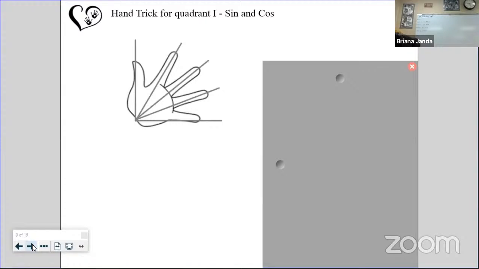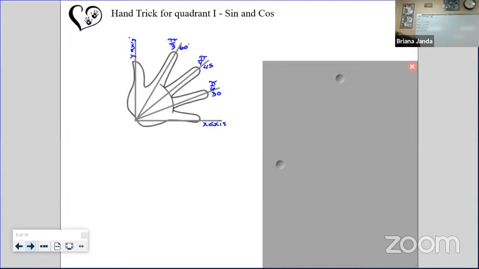So here's my hand, this is my x-axis, this is my y-axis, and my fingers go just like we saw on the last page, 30, 45, 60. So that's part of it. You have to remember which finger's which, right? But picture your quadrant 1 right here. Or pi over 6, pi over 4, pi over 3, okay?